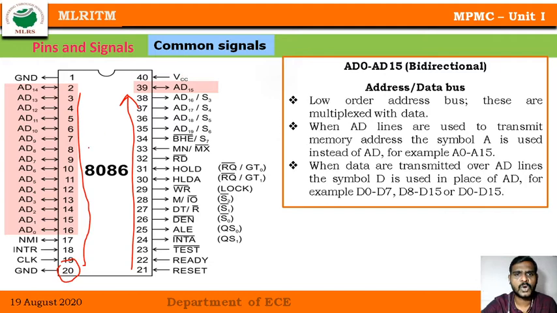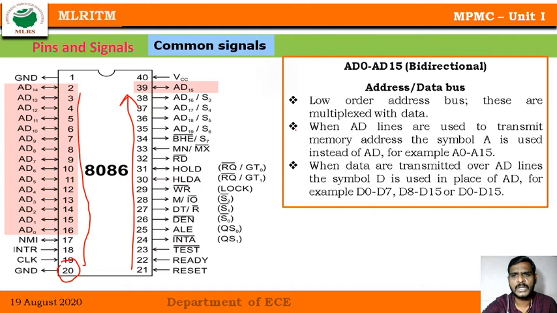In the common signals, pin number 16 to pin number 39 are used for address cum data lines, which means these particular pins are multiplexed. What do we mean by multiplexed? It means a pin can work as either an address pin or a data pin. These pins AD0 to AD15, pin number 16 to 39 in decremental order, are used because we have a 16-bit data bus. So D0 to D15 is a 16-bit data bus.